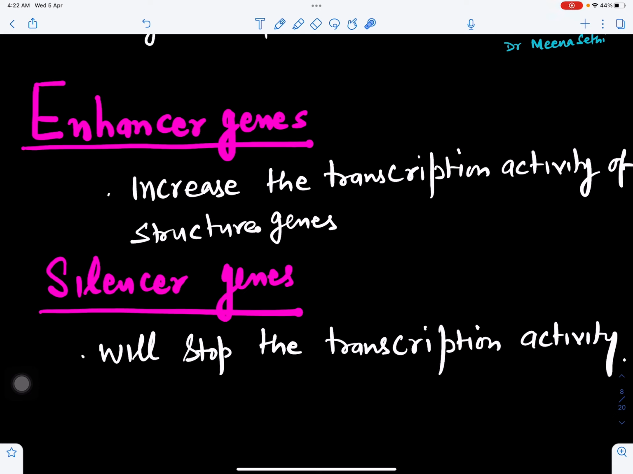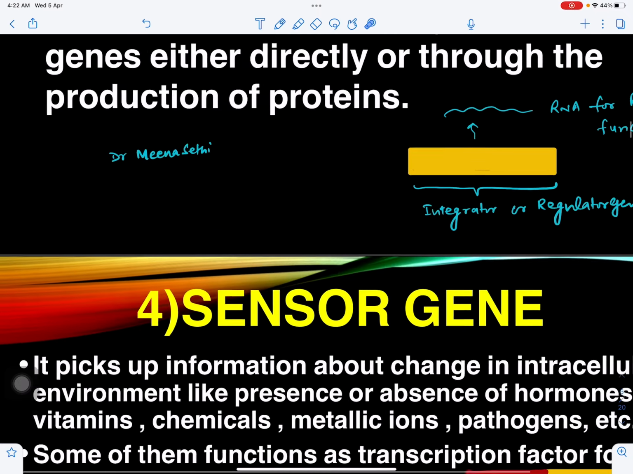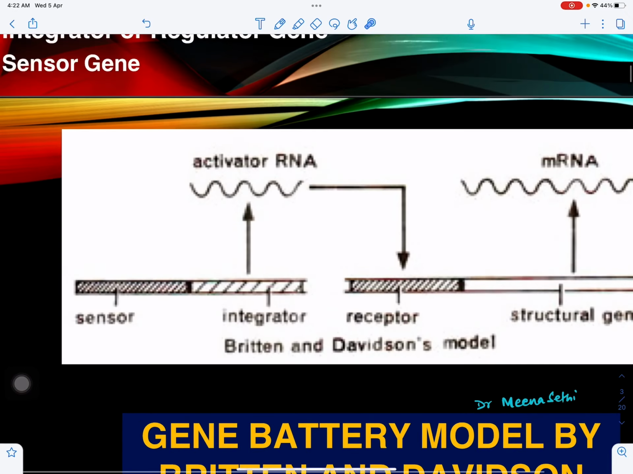The enhancer gene will increase the transcription activity, that is, it will increase the formation of the protein. And if it has to be stopped, then this is done with the help of a silencer gene, which will stop the activity of the gene, and they are regulating this gene battery model. So we can explain in detail like here.